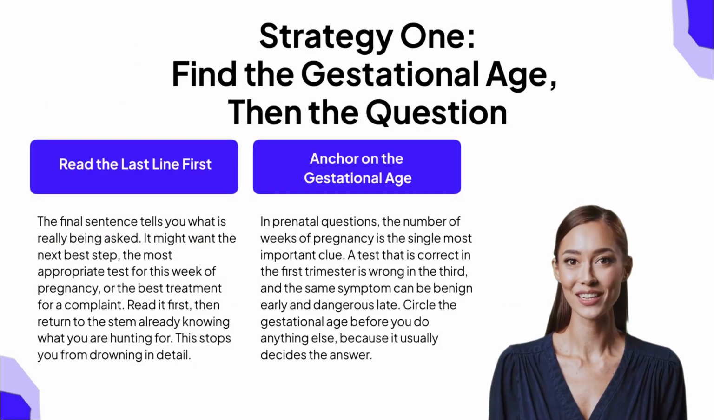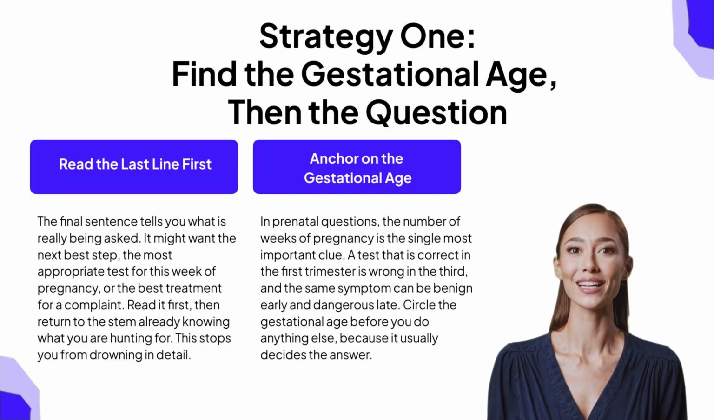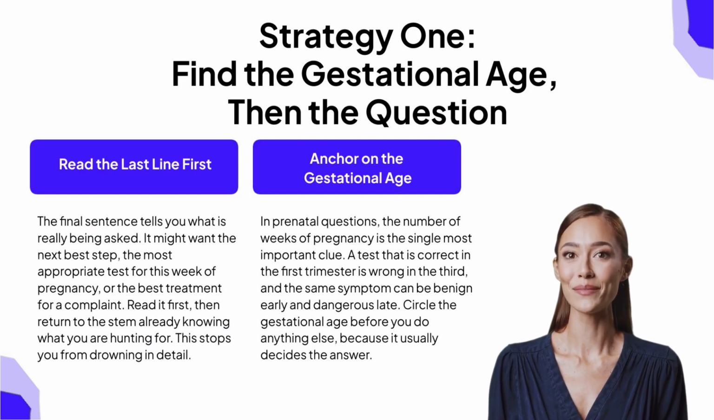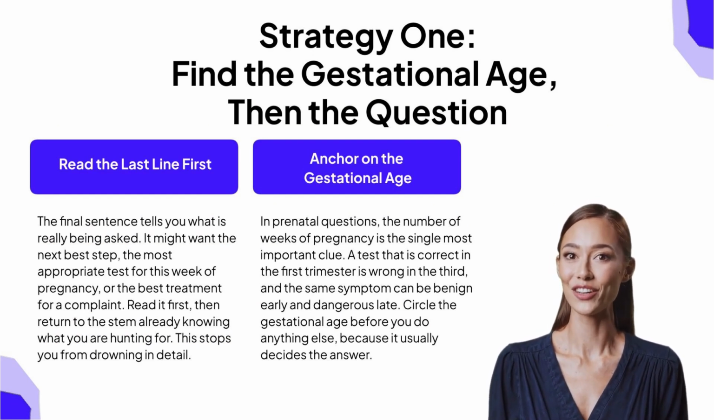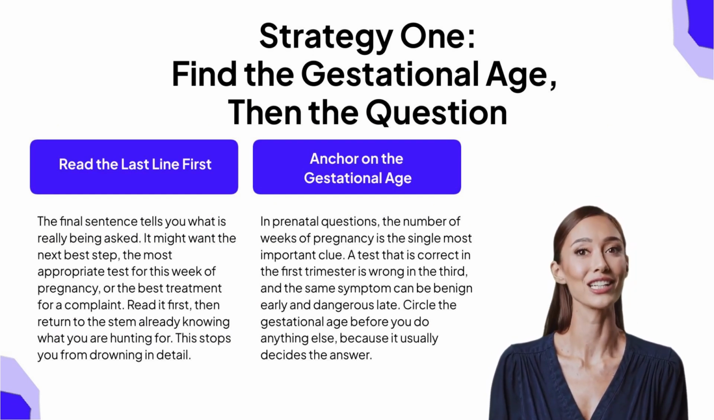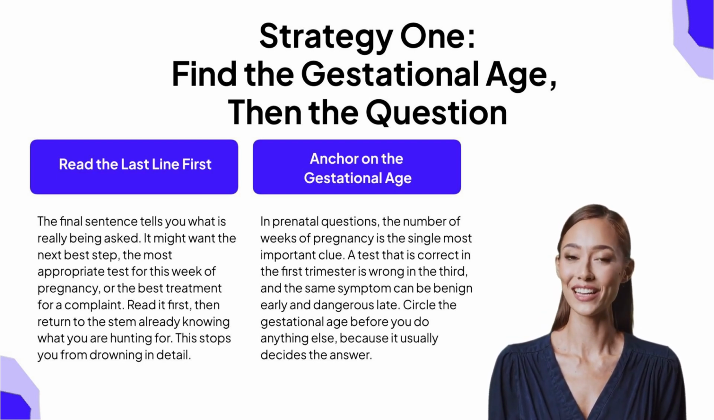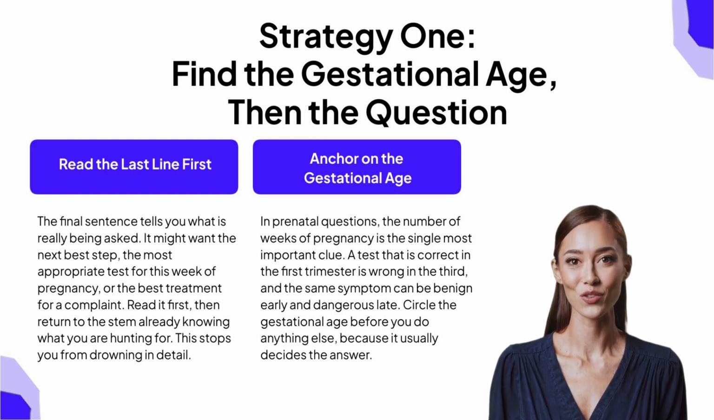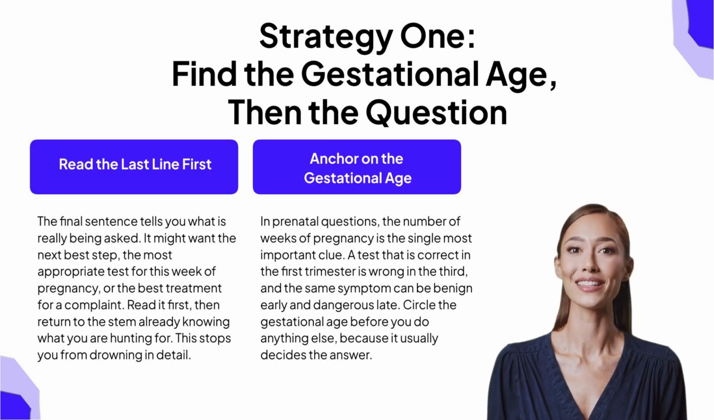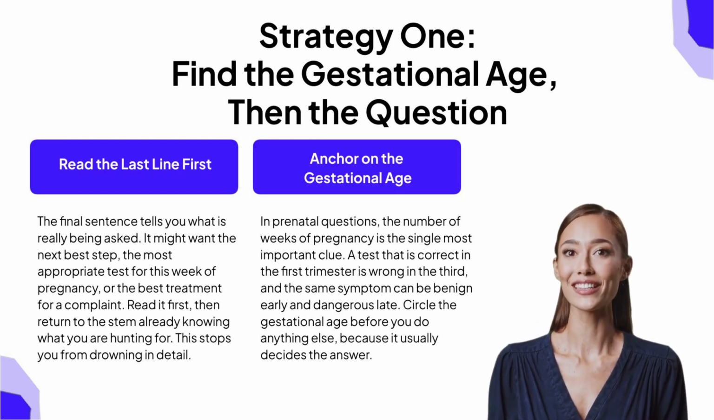Our first strategy is to read every prenatal vignette the way a working physician does. Start with the last line of the question. That sentence tells you what is actually being asked, whether it is the next best step, the most appropriate test for this week, or the best treatment for a complaint. Once you know the question, go back and read the stem with that goal in mind, and you will stop drowning in detail. Then anchor on the gestational age.